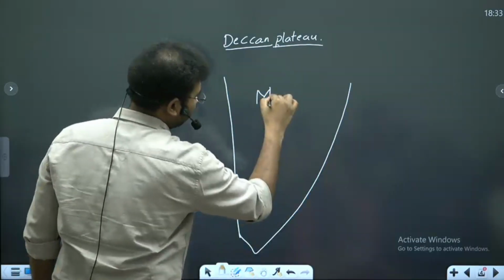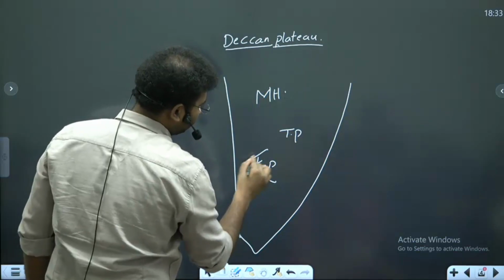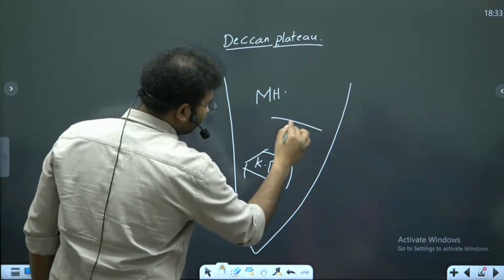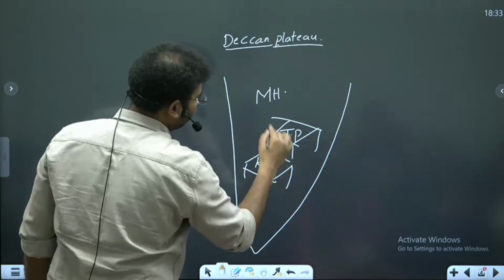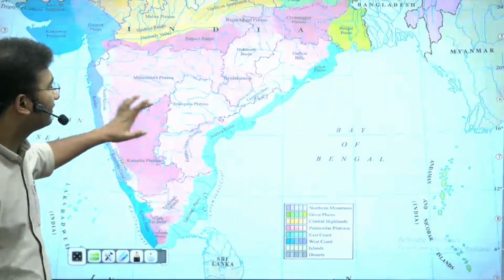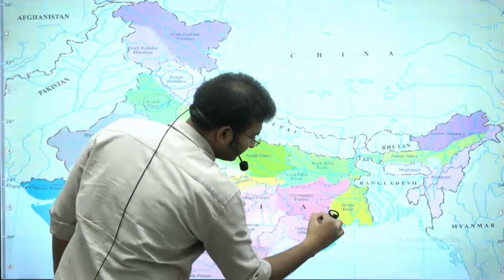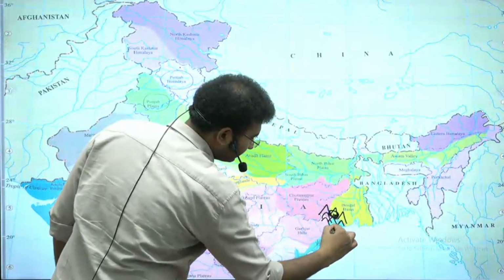One. Maharashtra Plateau, Telangana Plateau, Karnataka Plateau. Also, please go to your atlas and find Raj Mahal Hills. It will be here. कल हमने किया था ना, यहां पर मिलता है आपको.